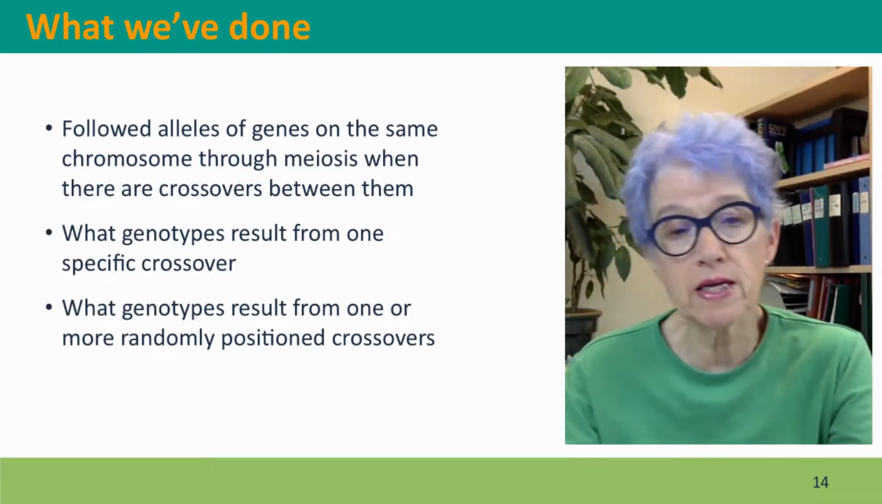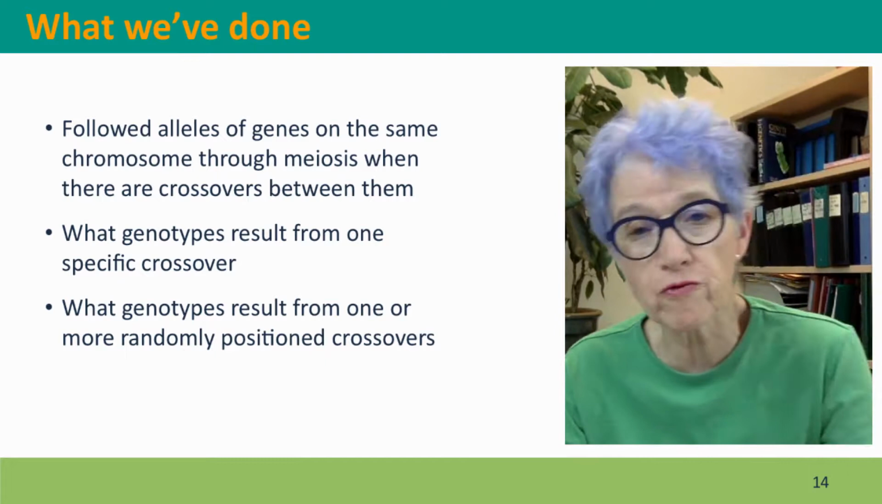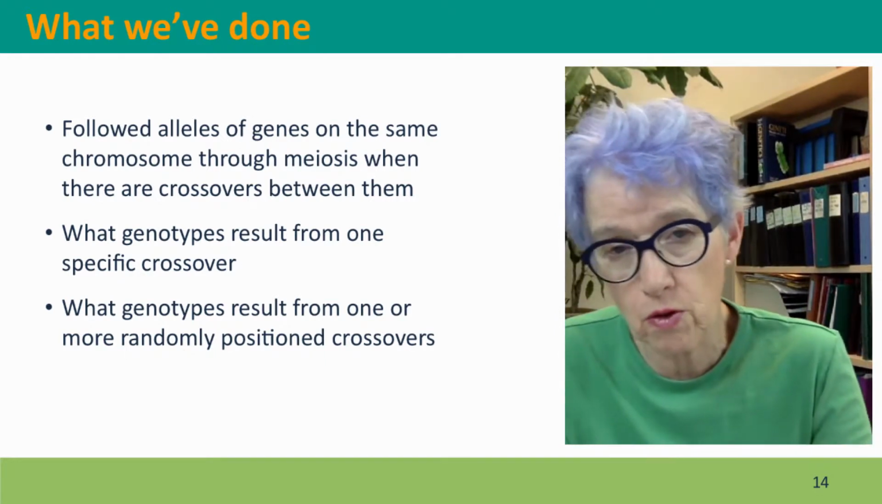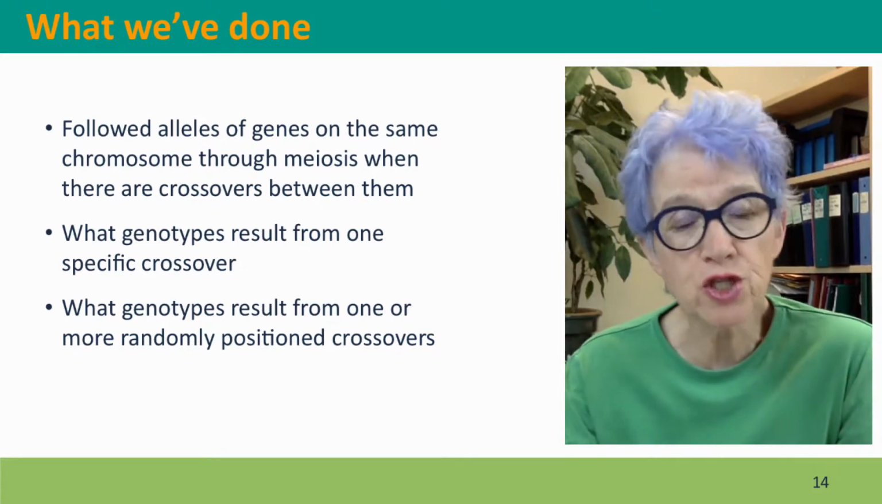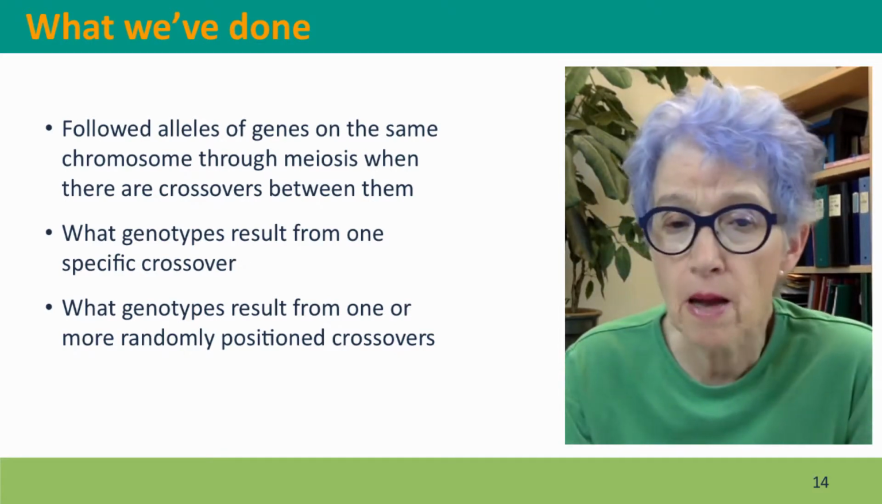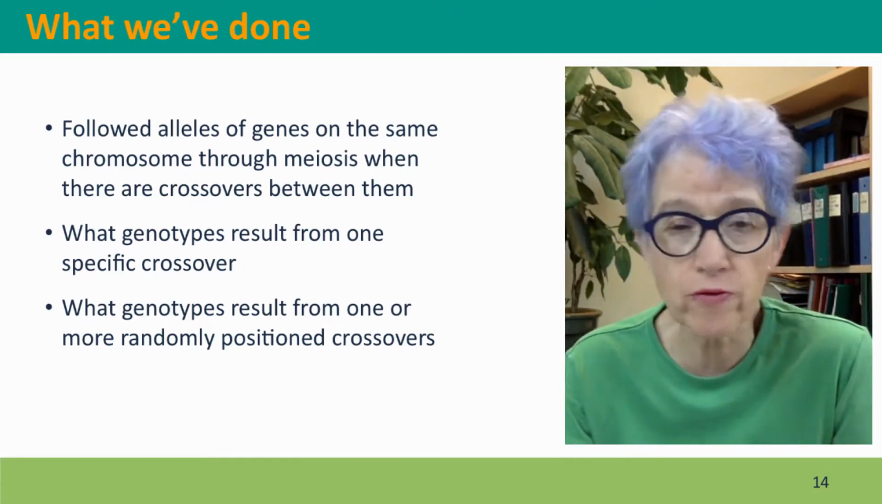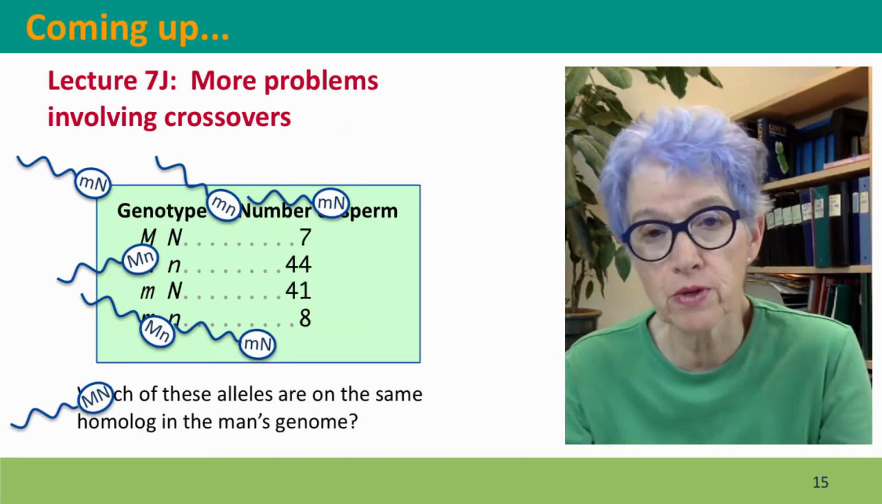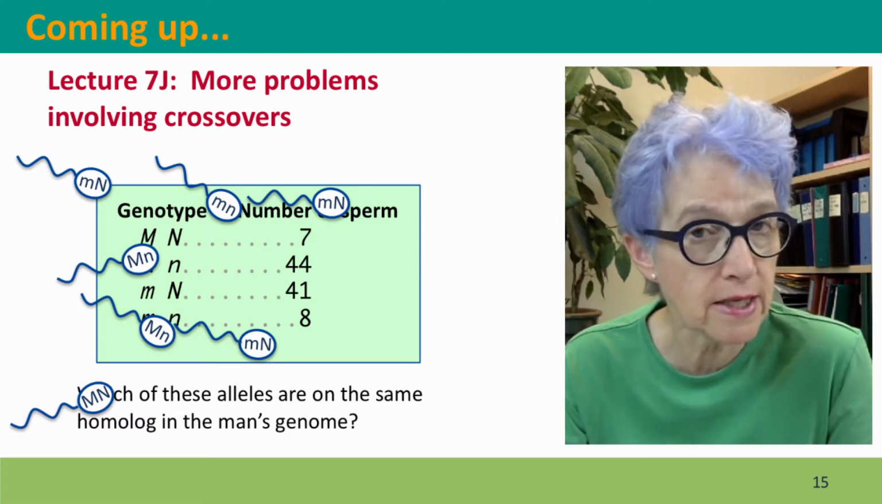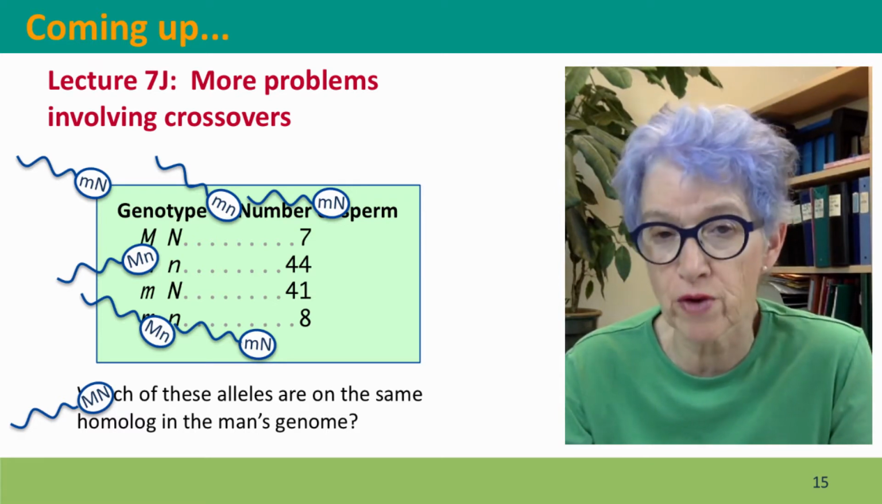So what we've done in this short problem set is we followed alleles of genes on the same chromosome through meiosis, and we've considered which genotypes can arise, but we haven't yet considered at what frequency they're going to arise. And that's what we're going to do in the next lecture, which is a continuation of more problems involving crossovers.